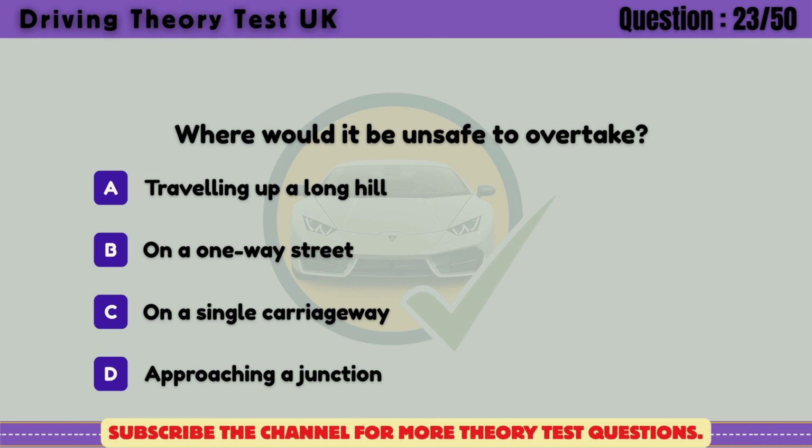Option A. Traveling up a long hill. B. On a one-way street. C. On a single carriageway. D. Approaching a junction.